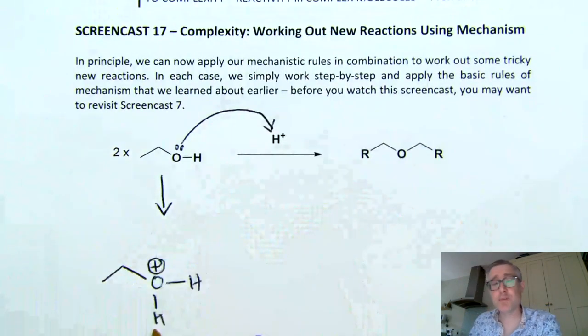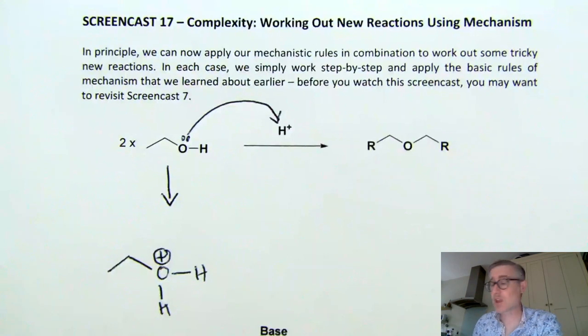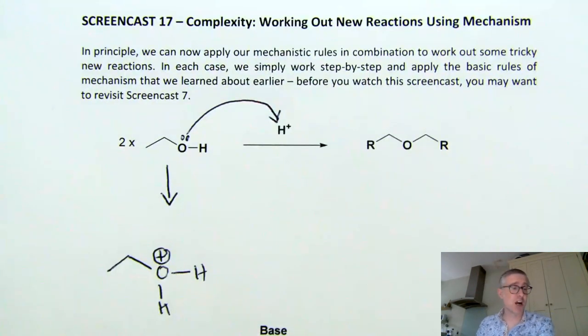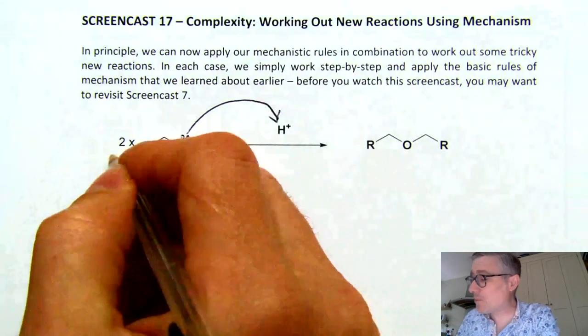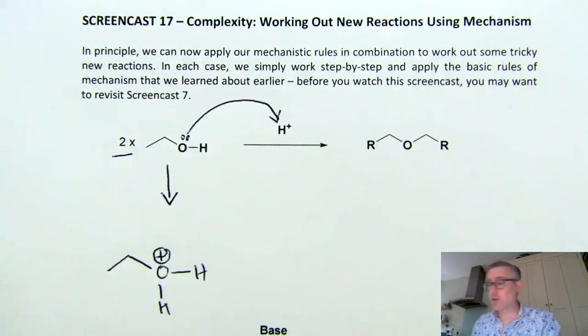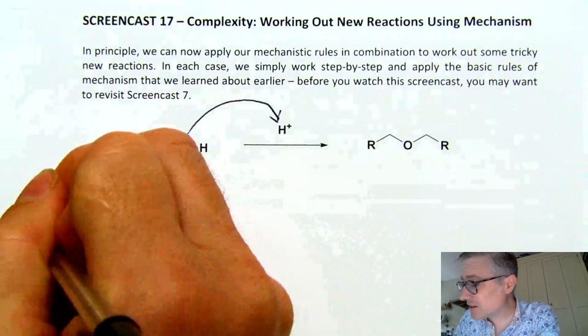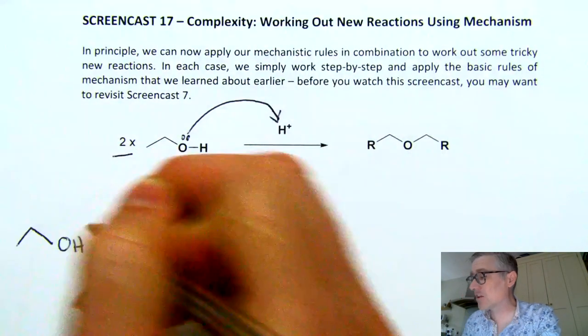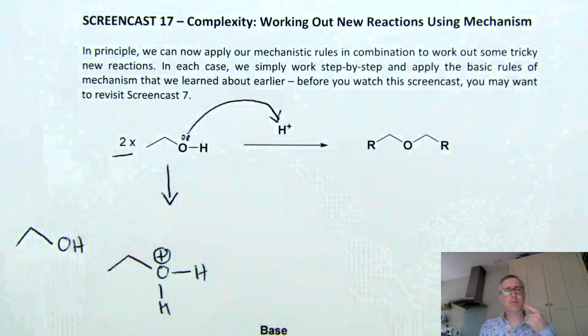So we've made a bond between the oxygen and the hydrogen, and of course we're left with a positive charge on the oxygen because it's sharing its lone pair with the hydrogen. What's going to happen next? It doesn't seem completely obvious, okay? But remember, we have two molecules of this alcohol. So let's think about what a second molecule of this alcohol could do.